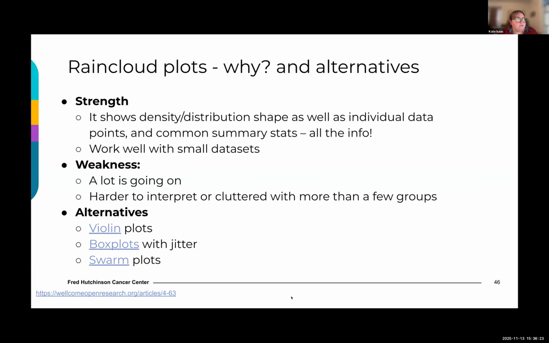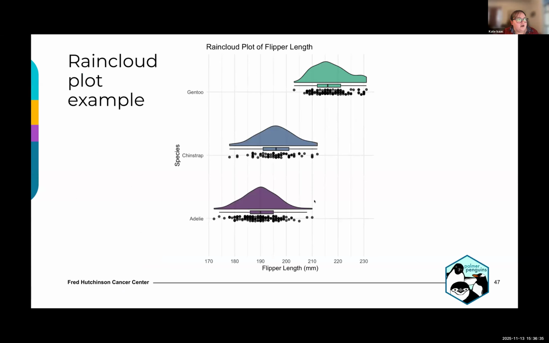Alternatives to it include violin plots, box plots with jitter, or swarm plots. And swarm plots also show individual points, but instead of putting them in a strip or a line, it shows them sort of like a beehive or a bee swarm. So in this rain cloud plot example, we have the density, we have the box plot, and we have the individual data points. It sort of looks like a raining cloud.